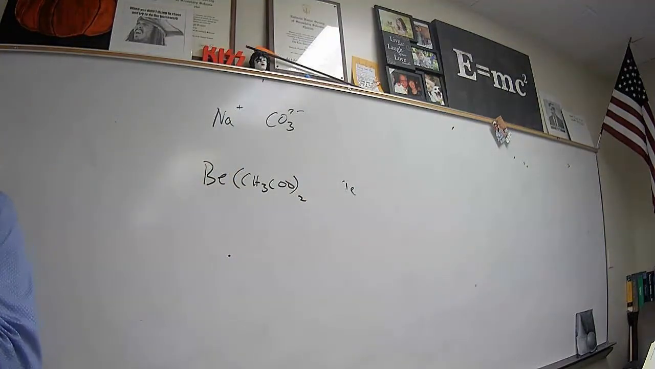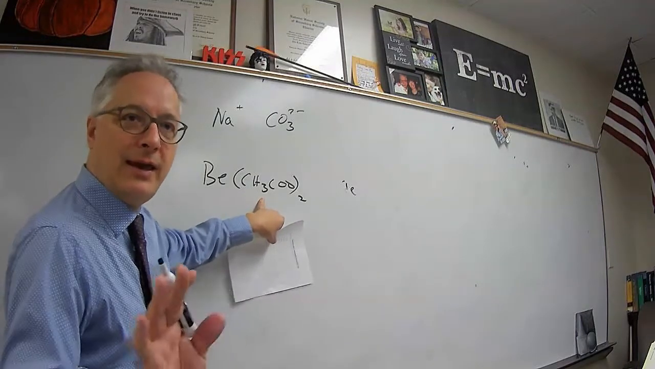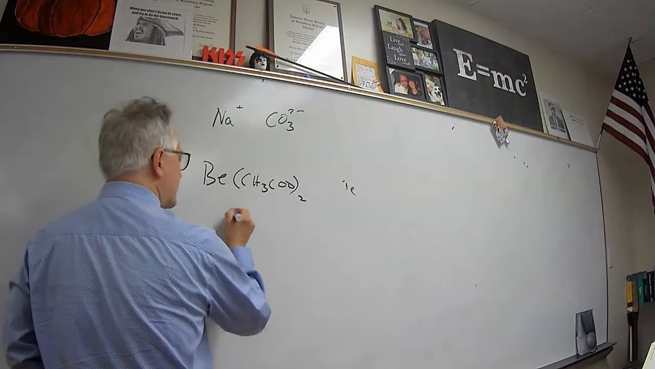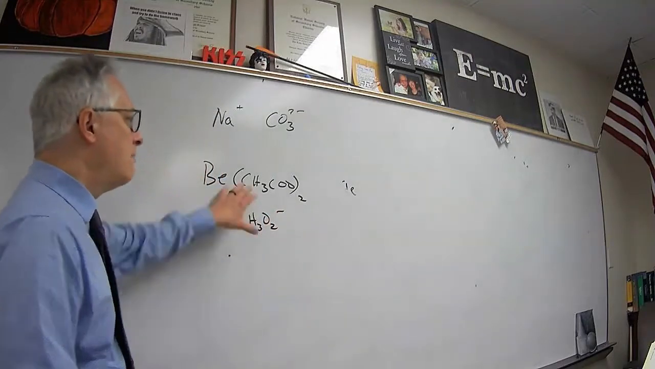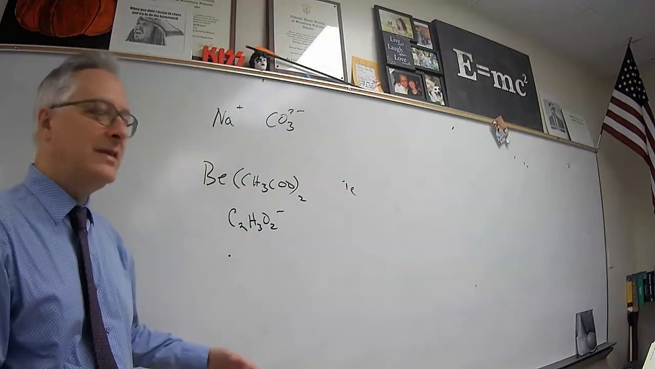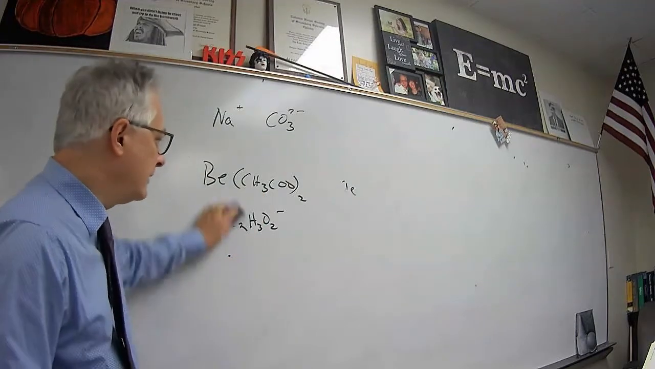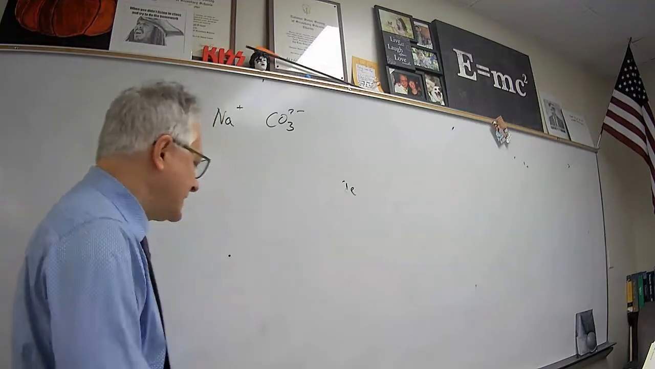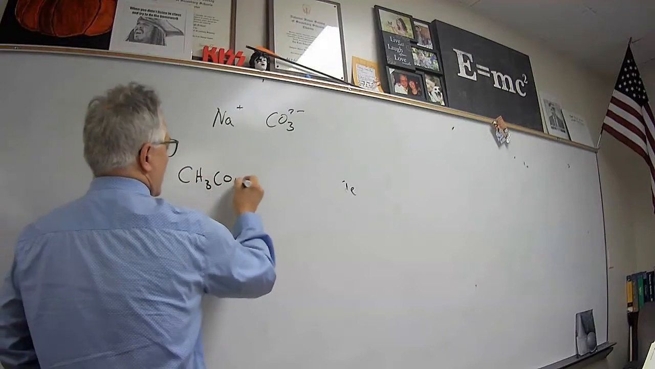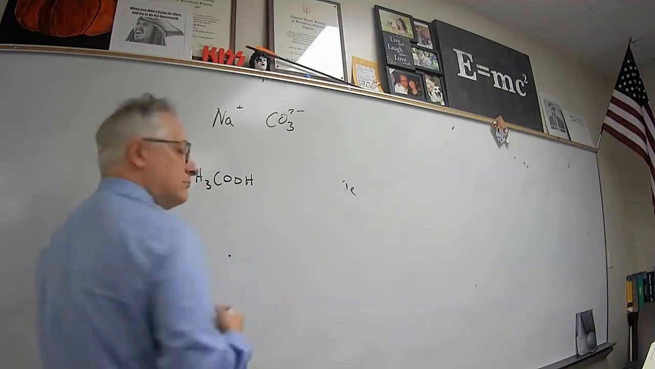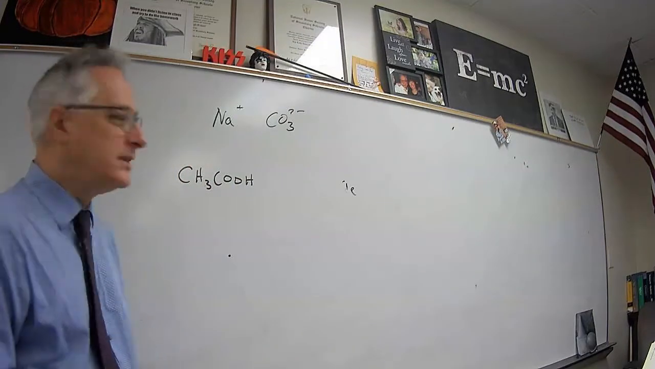Acetate. Now let's look at acetate for a moment. Sometimes you see it written this way, and sometimes you see it written this way, C2H3O2 with a -1 charge. Both of these are correct. But you might be saying, how come sometimes you write it like this and sometimes like that? Well, acetate comes from acetic acid. Acetic acid is vinegar. Vinegar is a 5% solution of acetic acid.